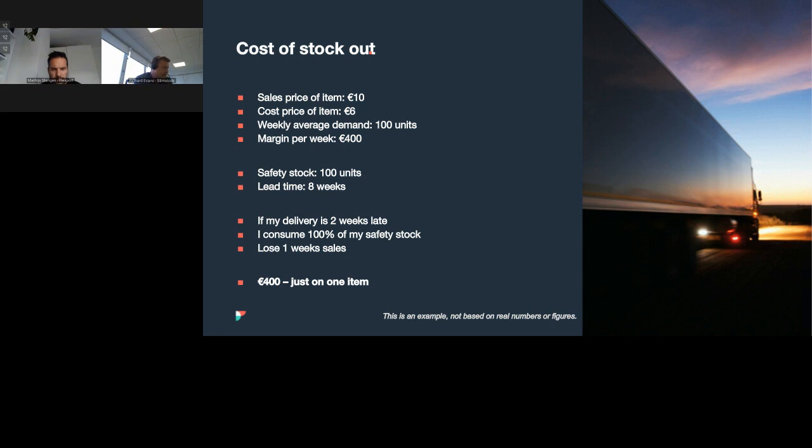Now, if you've calculated that the requirement to satisfy your service level is a safety stock of 100 units, or 1 week of demand, and you have a lead time of 8 weeks, so there's your situation. Now let's assume that, unfortunately, our delivery is 2 weeks late, and we don't get any visibility of this until the last minute.